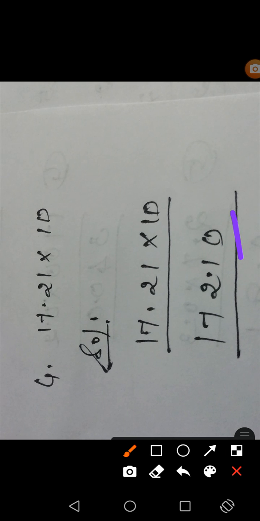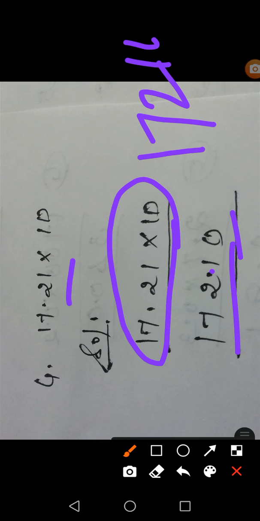17.21 into 10, like this. First of all we write the zeros. Then the product of 1 means we get the same numbers. How many digits does the point have? Point after two numbers. So back to front, two numbers before, you keep the point. 17,210. Keep the point: 172.10. The zero has no value, so point after 1 is enough.